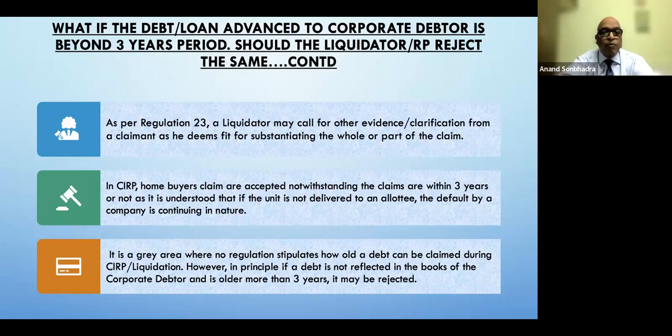So the sum of all this on the claims part is that, whether an RP, IRP or liquidator, you have every right to call for evidences, clarification, additional documents, whatever you deem fit, for substantiation or verification of the whole or part of the claim.